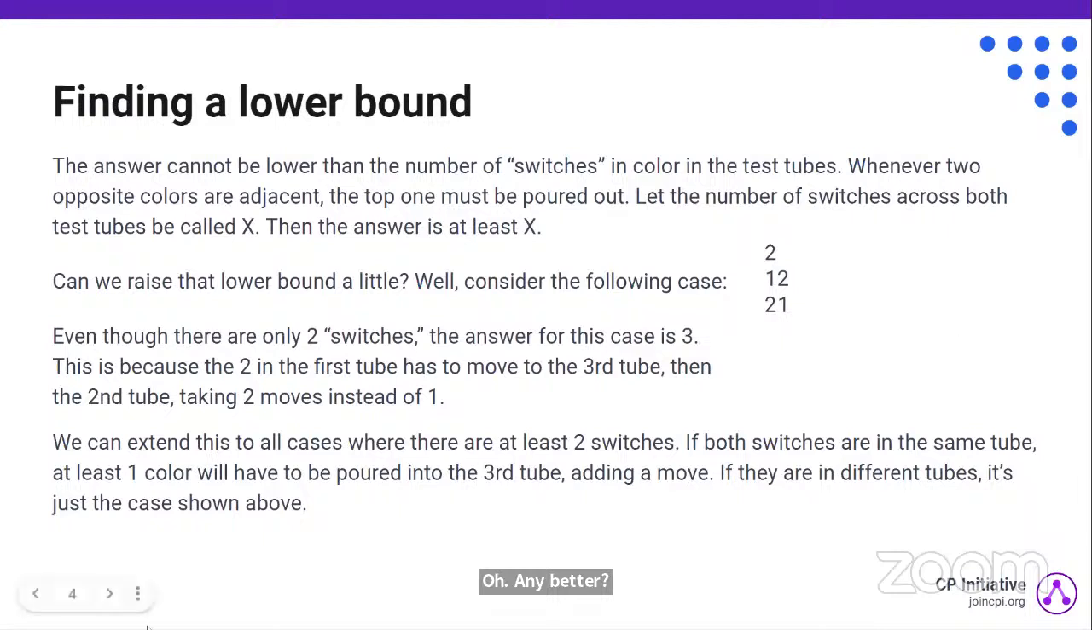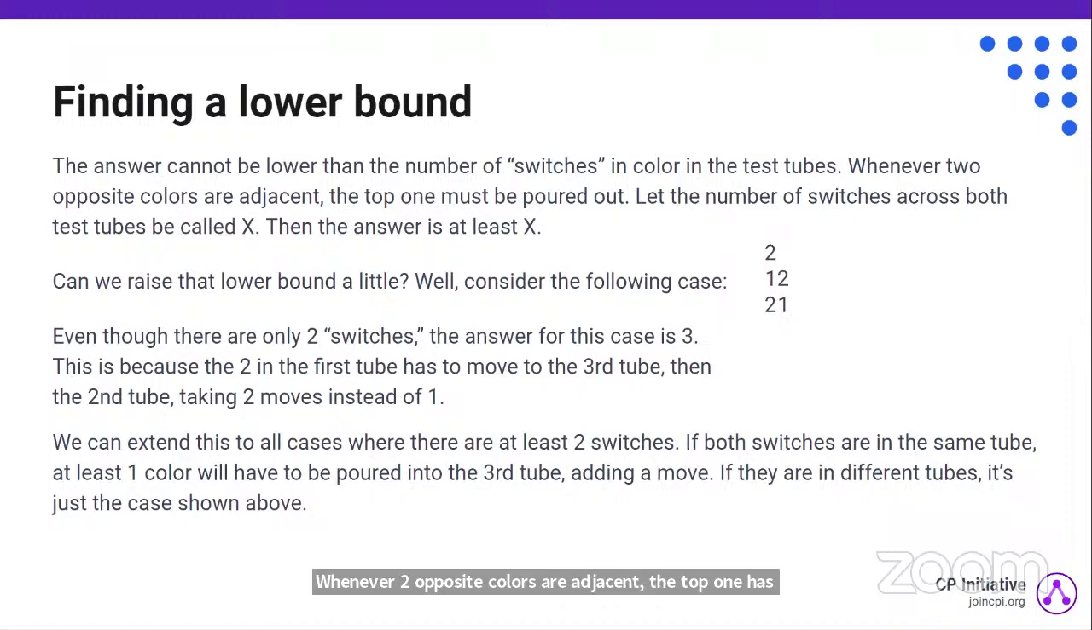So our goal now is to find a lower bound for the answer, simply to make our lives a lot easier when it comes to being greedy. So first of all, intuitively, the answer cannot be lower than the number of quote-unquote switches in the colors in the test tubes. Whenever two opposite colors are adjacent, the top one has to be poured out, right?